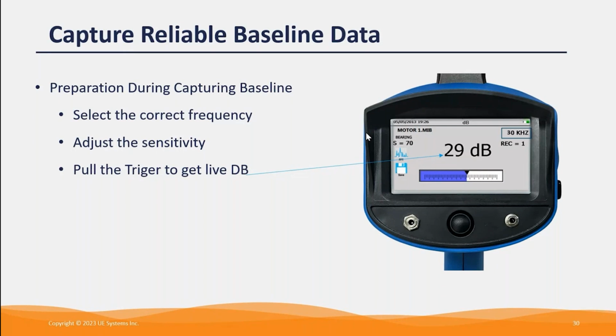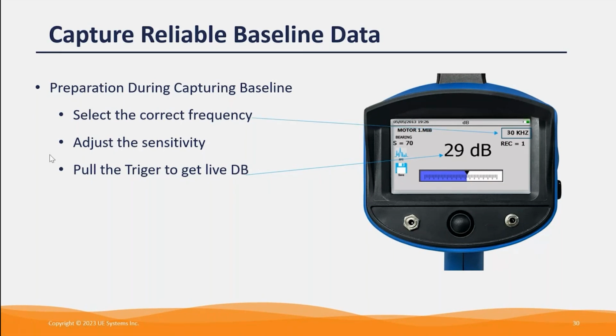And also, one very important thing is to adjust sensitivity. Sensitivity settings play a major role in ensuring an accurate reading. Proper adjustment helps filter out competing ultrasound and allows the instrument to focus directly on the measurement point.